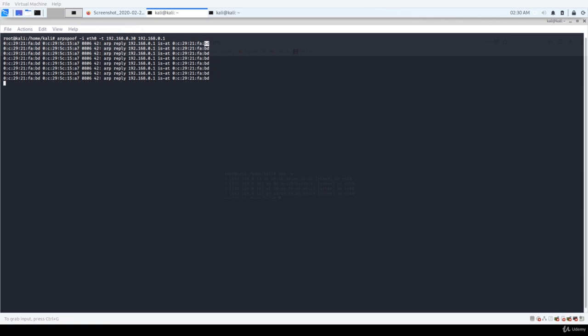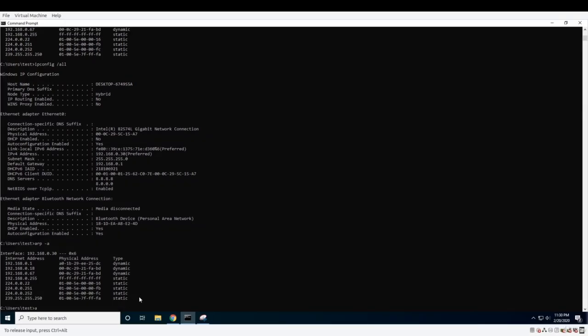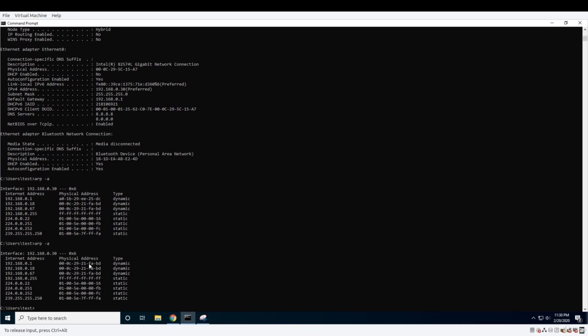If I go to the Windows machine and try to write arp -a, you will see that the victim machine has now updated its ARP table. The router, 192.168.0.1, is now thought to be at this address, while previously it was at this other address, which is the correct one. But now we have spoofed the victim machine into thinking that our router address is this one, which is actually the address of our hacker machine. So now we have achieved one-side spoofing.